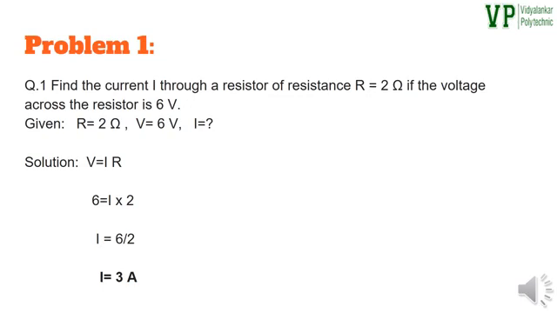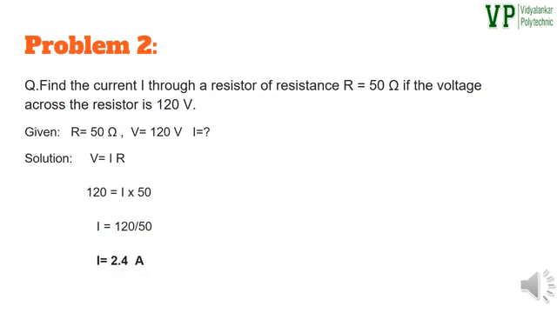By using the Ohm's law mathematical statement or the Ohm's law triangle, we can solve this sum. V = IR or I = V/R. We can substitute the values of R and V to get the value of I, which is equal to 3 ampere.